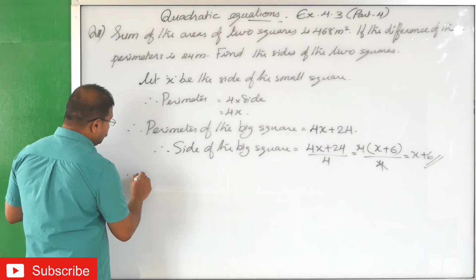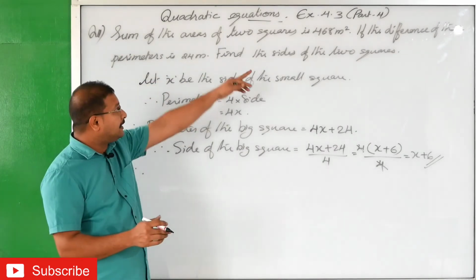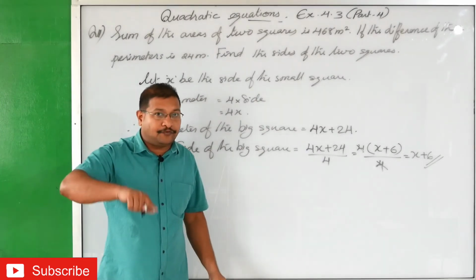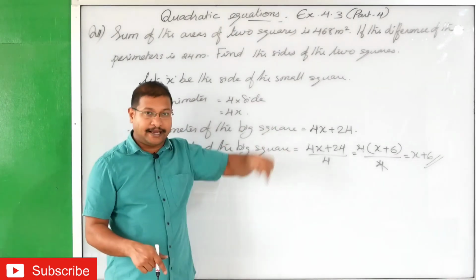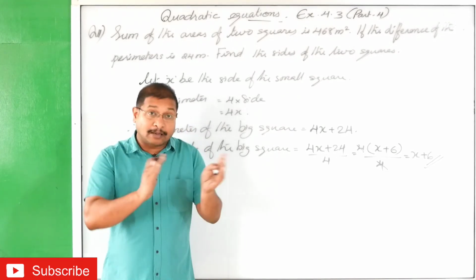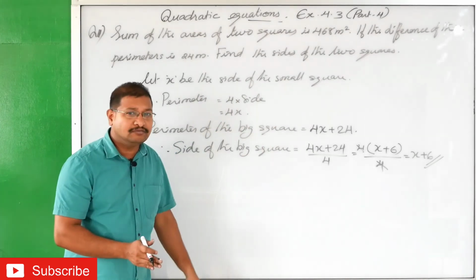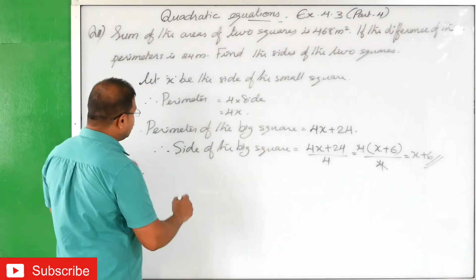Therefore, what is the balance of the question? Sum of the areas of the two squares is already given, 468. That means area of the square is side square. So sum of the squares means what will happen? Both sides we have to square it. That means given.